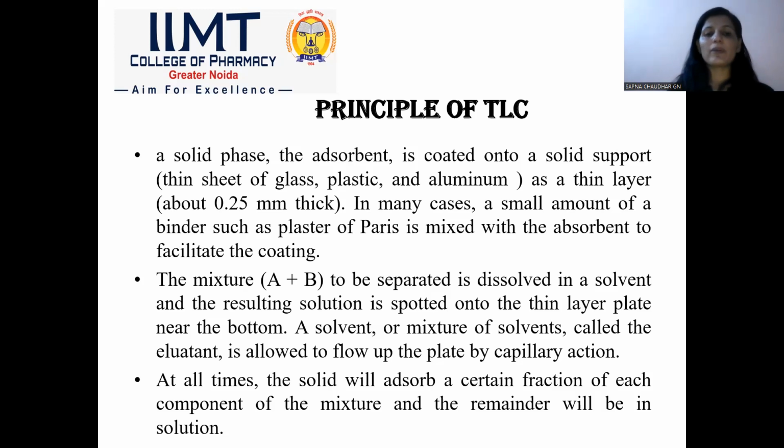A thin layer of a solid surface is used, like a thin sheet of glass, plastic or aluminium, with a thickness of 0.25 millimeter, and in many cases a small amount of binder such as plaster of Paris is mixed with the adsorbent to facilitate the coating. A mixture of components, like A plus B, to be separated is dissolved in a solvent, and the resultant solution is spotted near the bottom of the thin layer plate, and a solvent or mixture of solvents called the eluent is allowed to flow up the plate by capillary action.